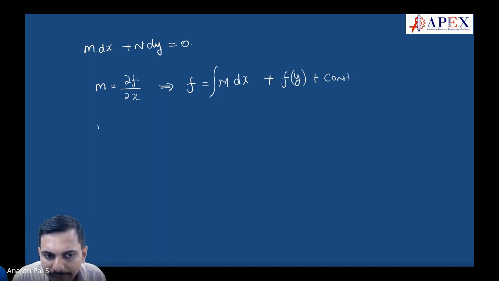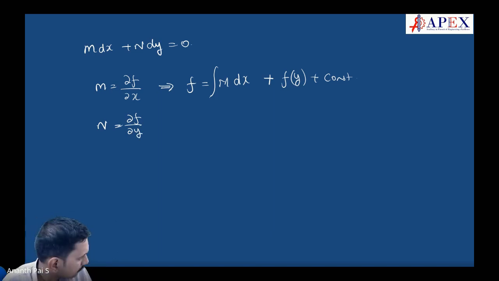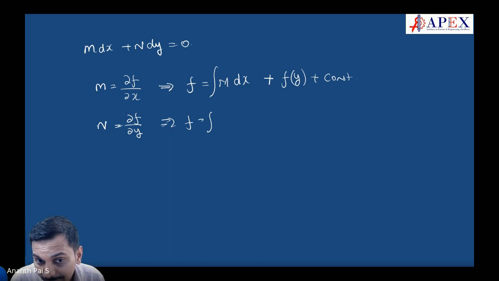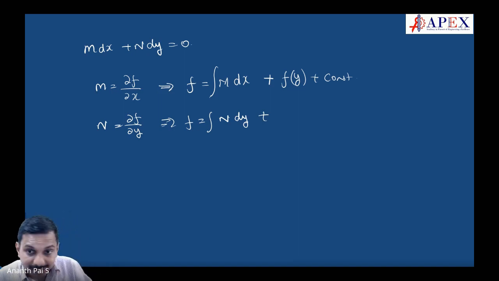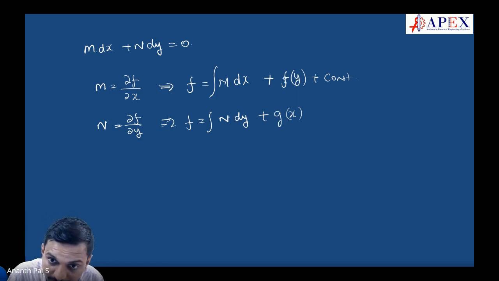Then if I consider n can be written as dou f by dou y, this implies f is equal to the integration of n dy plus, since we are differentiating only with y, there is a remaining function of x, some function g. Now this is not f of y. I will write it as g1 of y, g2 of x, plus this constant 1, I will say constant 2.